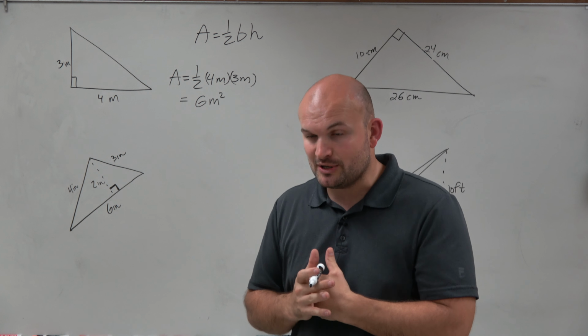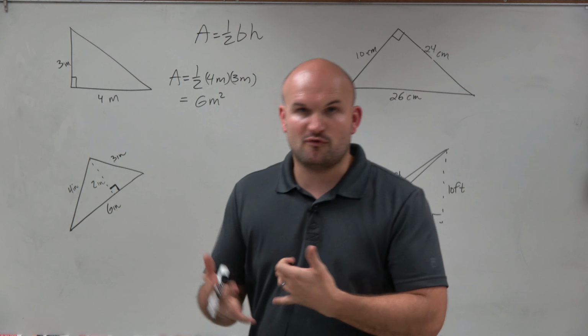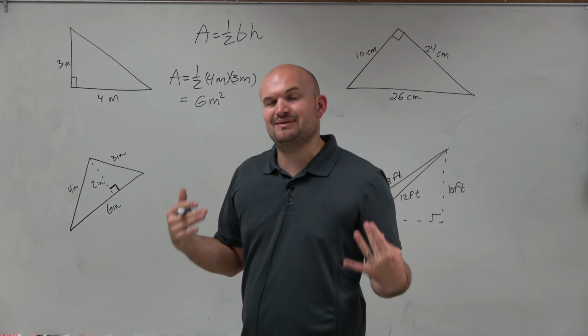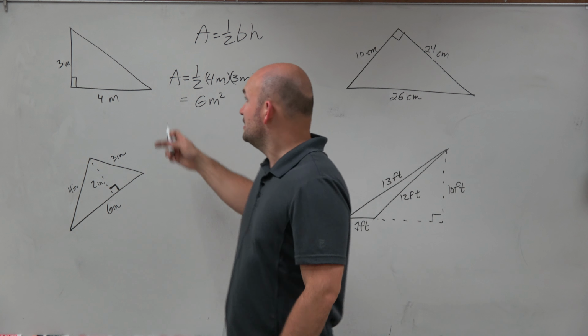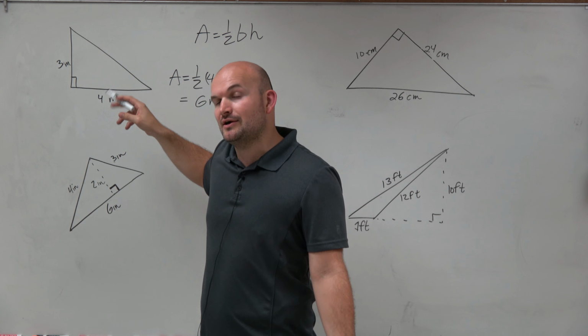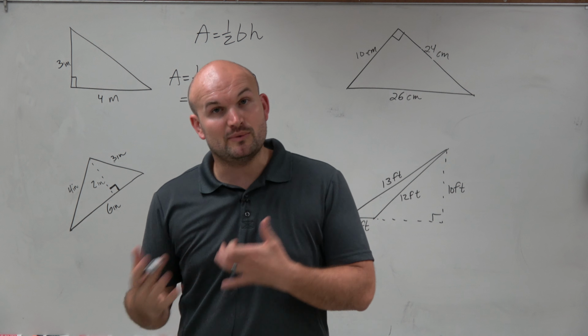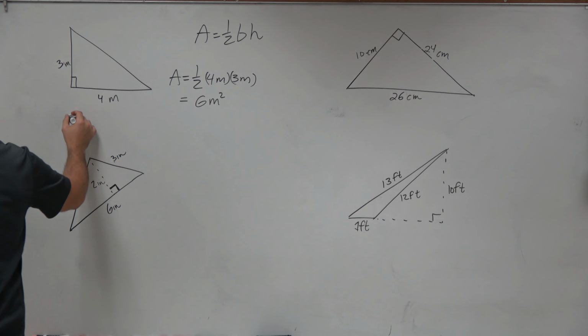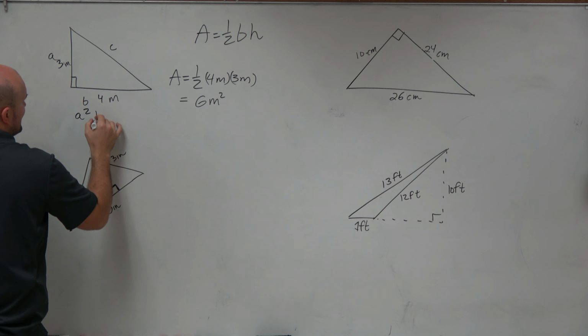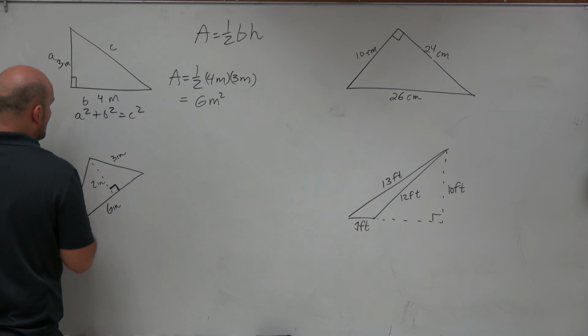Now, as far as the perimeter goes, you could do a formula for this, and a lot of times for quadrilaterals we have the formula. But basically, the perimeter is going to be the distance around the figure. The only problem is we don't know what the hypotenuse is of this right triangle. So there's a couple ways we could do this. If you remember, we could use the Pythagorean Theorem. If we say this is a, this is b, and this is c, the Pythagorean Theorem says a squared plus b squared equals c squared.